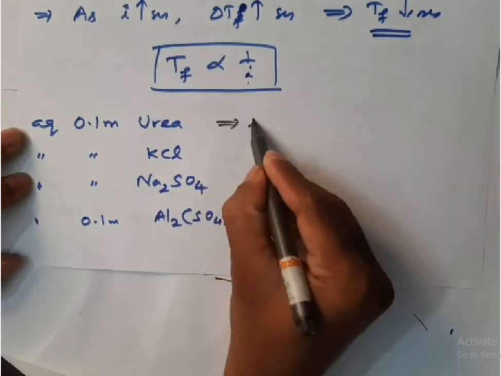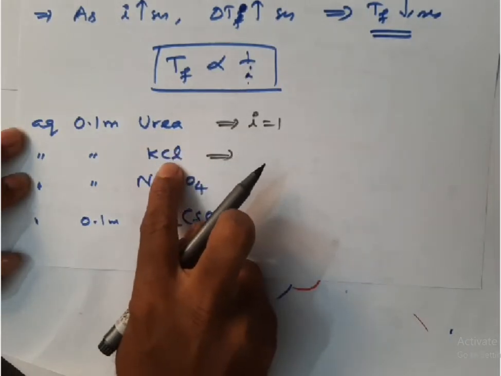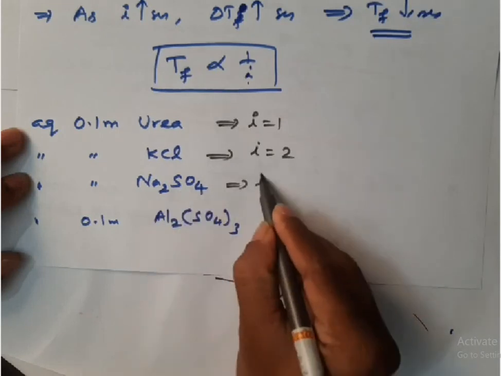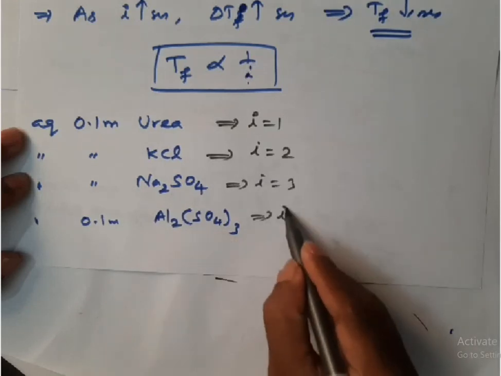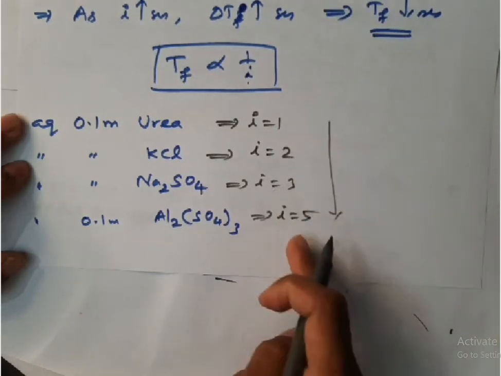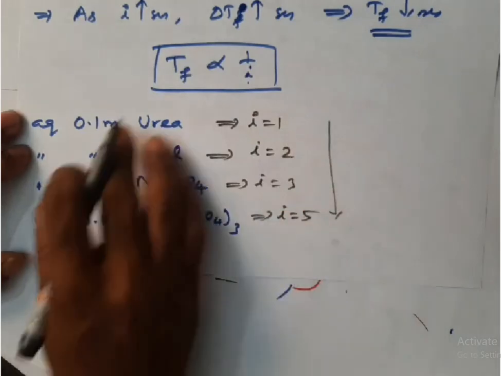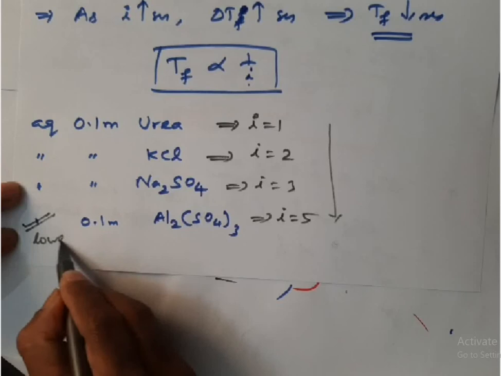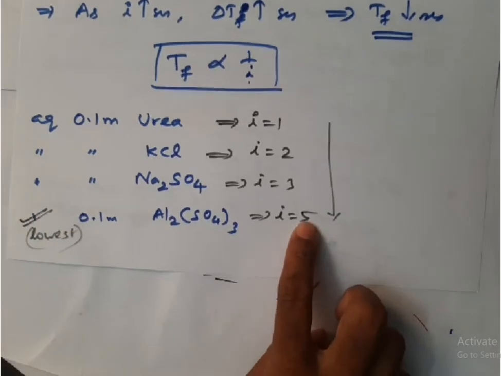For urea, i value is 1 because it is a non-electrolyte. For KCl, you will get 2 ions, so i equals 2. For sodium sulfate, i equals 3. For aluminum sulfate, you will get 2 aluminum ions and 3 sulfate ions, i equals 5. As you move down, i increases, and as i increases, the freezing point will decrease. So among these 4, this solution has the lowest freezing point. Why? Because it can produce more particles.